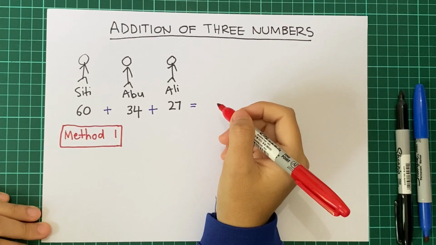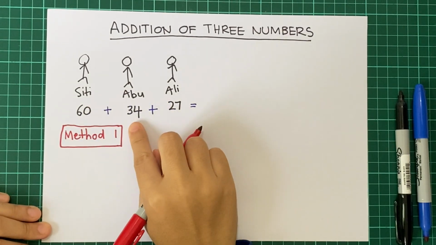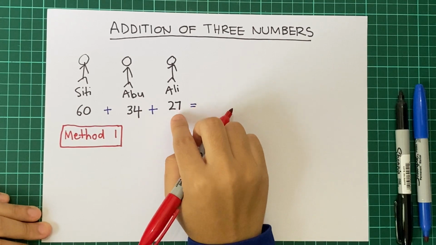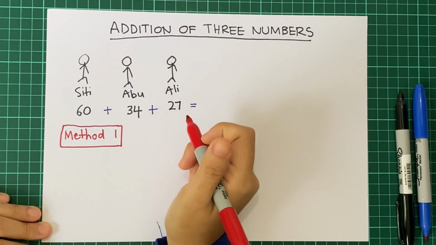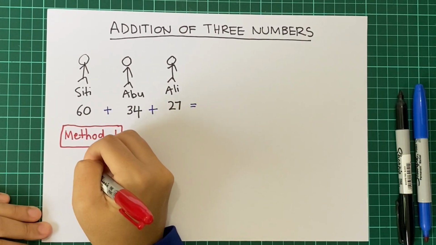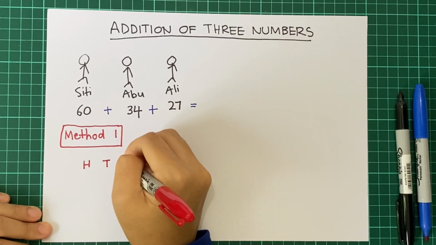For this method, what we need to do is add the first number with the second number first, and after getting the answer, we need to bring the answer to the next side and add it with the third number. Let me show you. Oh, before that, don't forget to arrange all the numbers according to their place value. We have hundreds, tens, and ones.